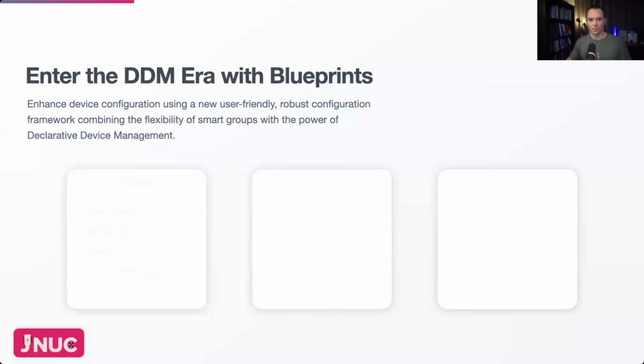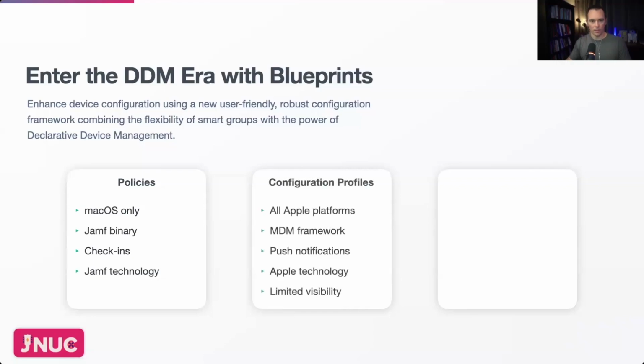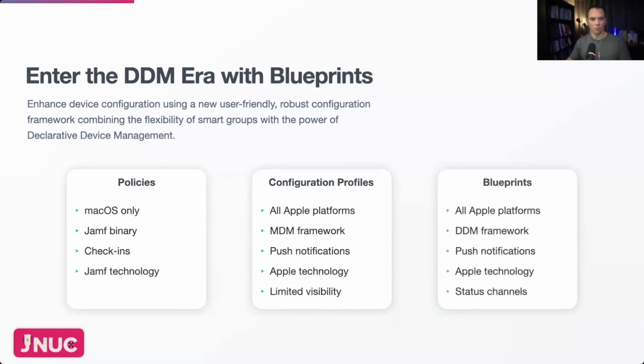So we started with policies, and these are macOS specific and rely on the Jamf binary for check-ins. Then came configuration profiles, and these work across all Apple platforms using the MDM framework and push notifications. But a couple of downfalls: you have to be extremely precise in what you want configured, and you get limited visibility on whether the profile has been applied correctly or not. But now we have Blueprints.